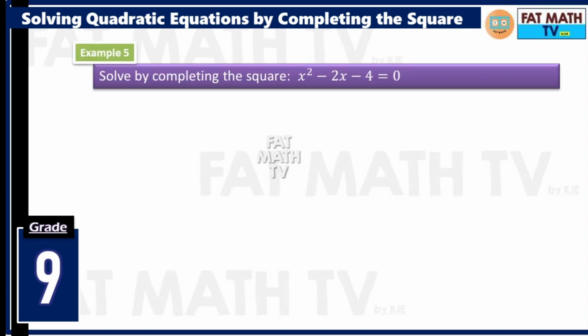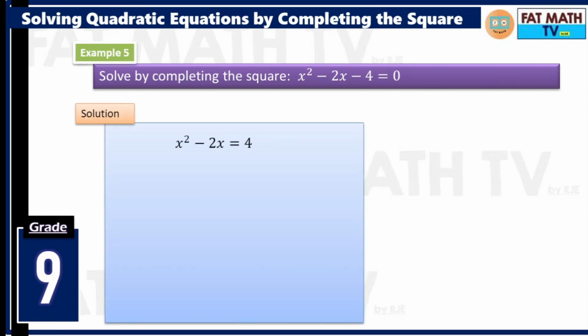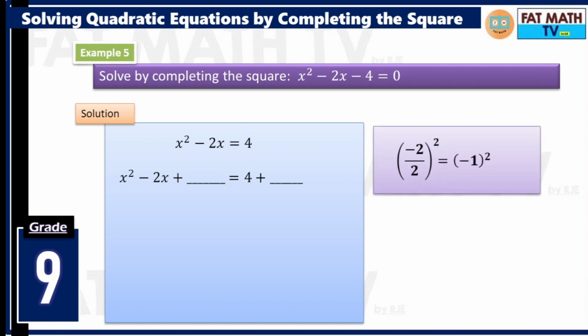Example number 5. Solve by completing the square. X squared minus 2x minus 4 equals 0. So first, put a negative 4 to the right and then complete the square. Half of negative 2 squared, that is negative 1 squared, that is 1. So add 1 to both sides of the equation.